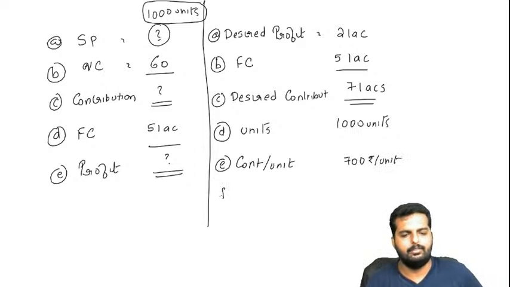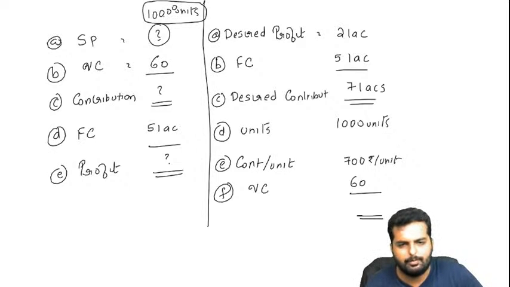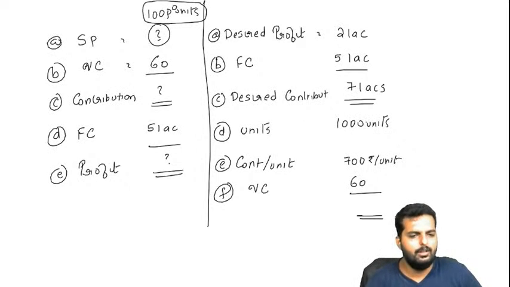I think I have taken some extreme numbers over here. What is the variable cost that we are having? 60. I think I should increase the number of units sold. Let's make it 10,000, friends. So at least this 700 will come down to 70.